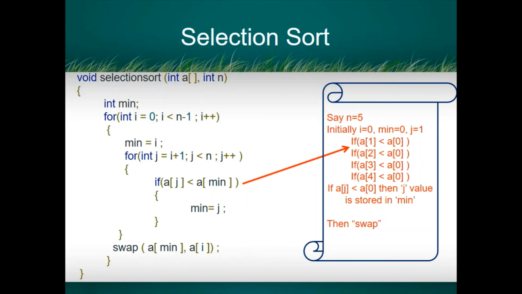Then, if a of j, any of these 4 values, a of 1, 2, 3, 4, is less than a of 0, then the j value is stored in min. That's what we are doing. Min is equal to j. Then only we are swapping.